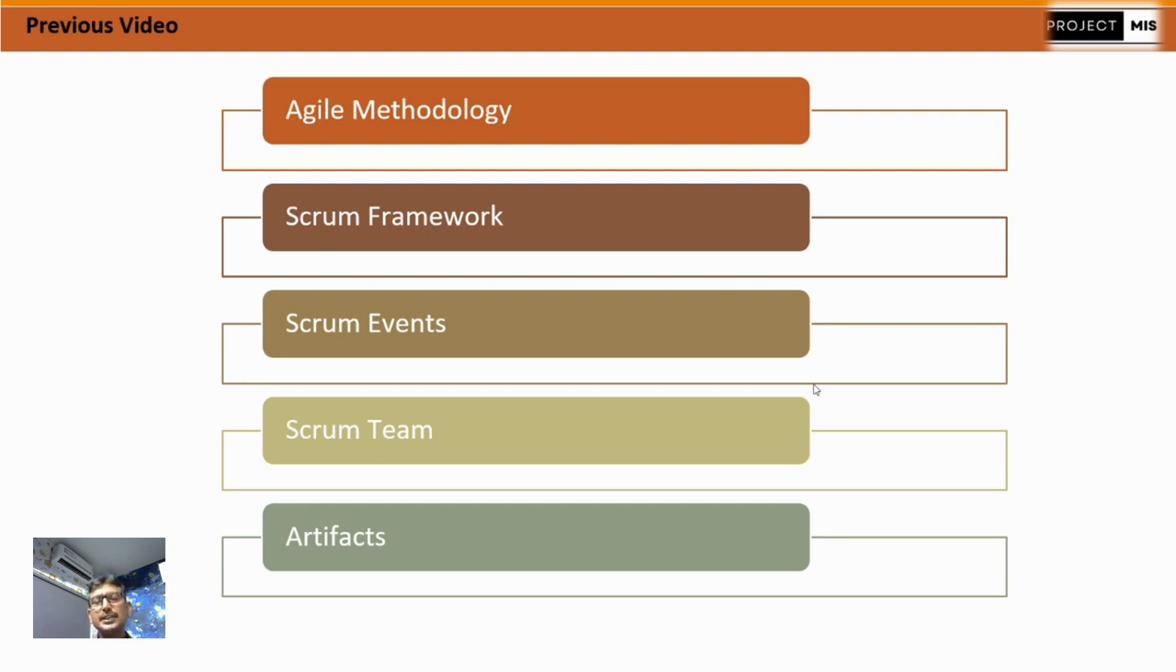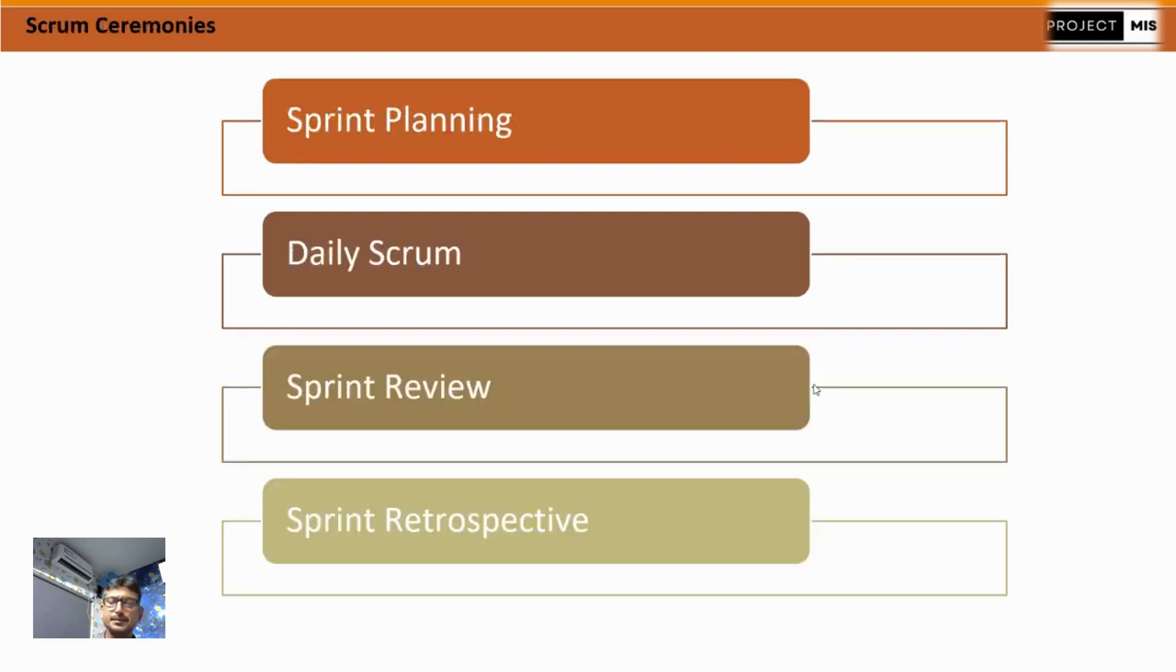Before we continue, let's first understand what I had covered in my previous video, that was on Agile methodology and various Scrum framework and Scrum events, Scrum team and artifacts. And then we went inside on each of these items to talk about and learn in a detailed point of view. This video is in continuation to talk about Scrum ceremonies.